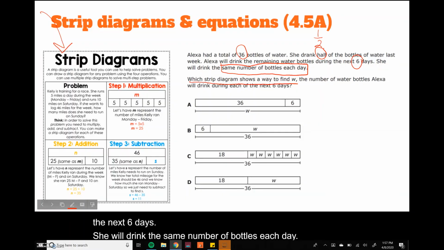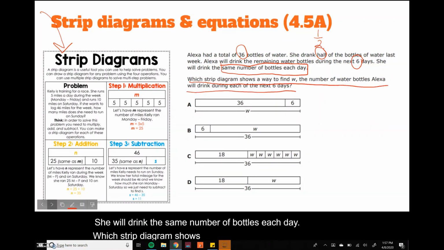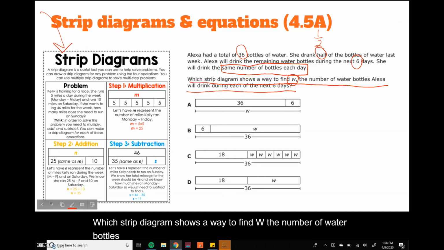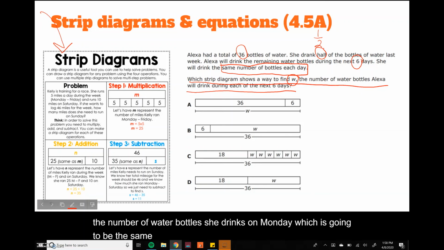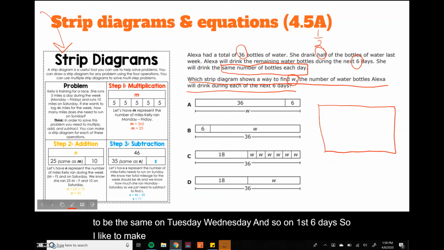Which strip diagram shows a way to find W, the number of water bottles Alexa will drink during each of the next 6 days? So let's say the number of water bottles she drinks on Monday, which is going to be the same on Tuesday, Wednesday, and so on for 6 days. So I like to make my own model and then find the answer that matches best.